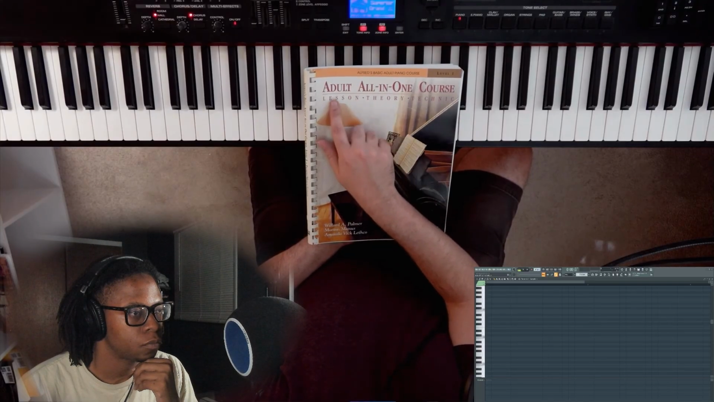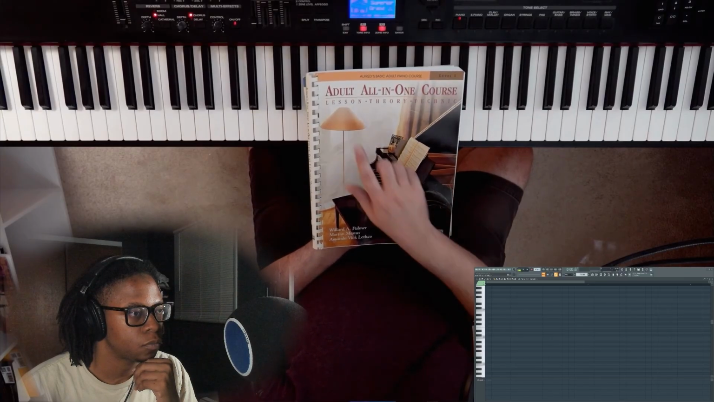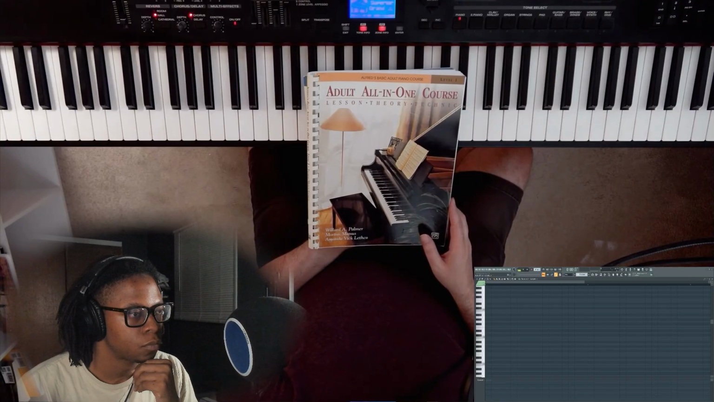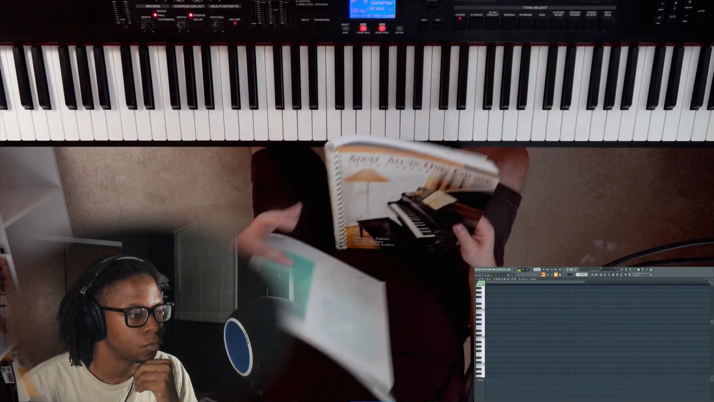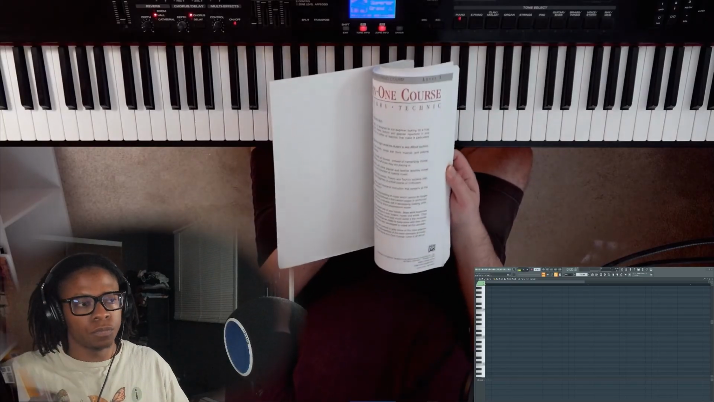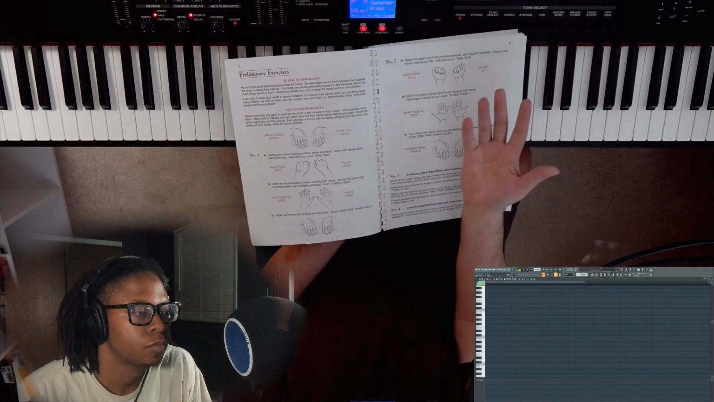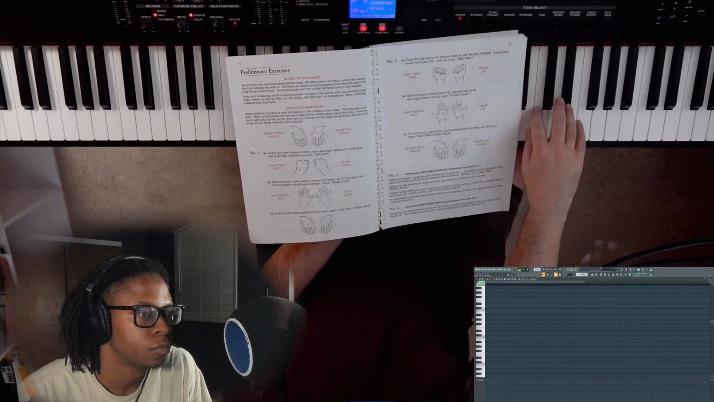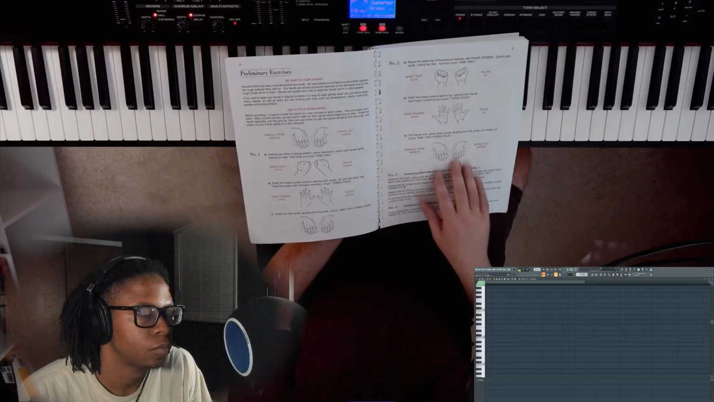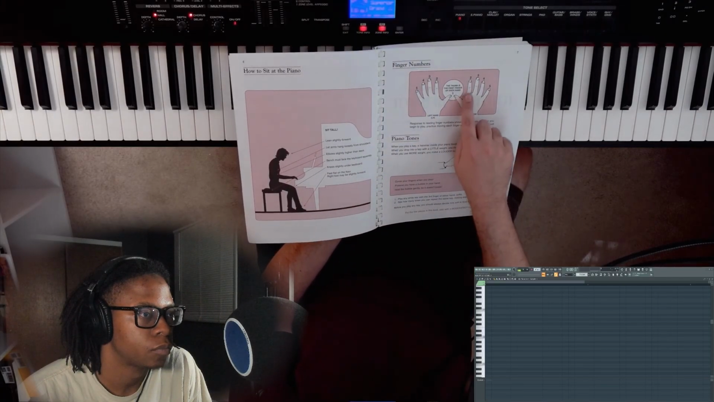This is by Alfred. It's the Adult All-in-One Piano Course. It has lesson, theory, and technique all combined into one book. The thing I like about this book is that it starts you out at the very beginning. Some of the stuff is just getting your hands open and putting them on the piano. It's that basic. And even though we didn't talk a lot about this today, I still recommend reading through it since it is important. Oh, look, the finger numbers.